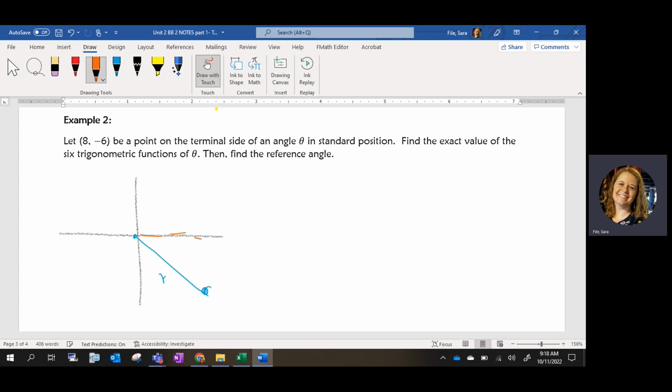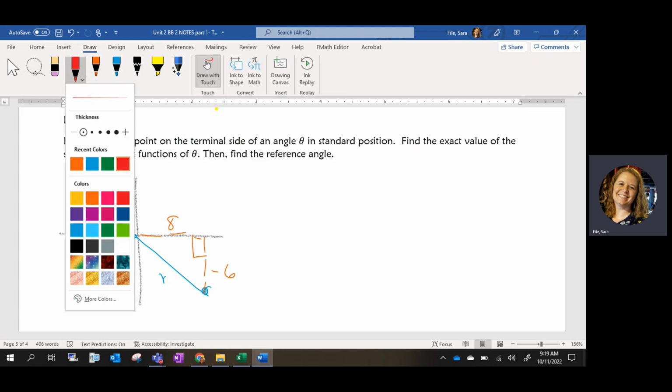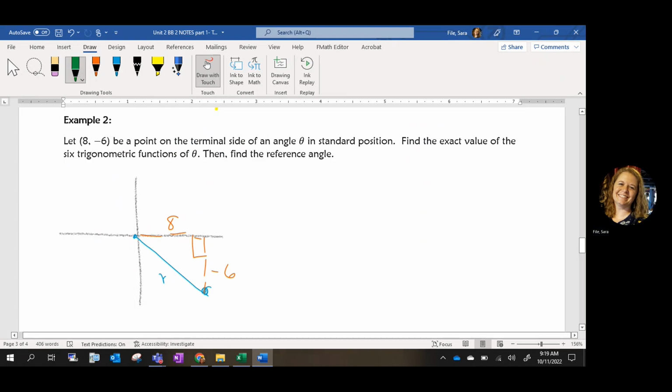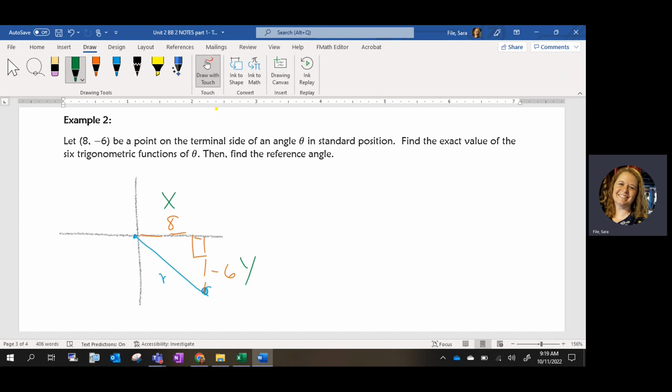So I went over and down to get there. I went over 8 and down 6. Make sure you label that as negative because you went down. I'm trying to put a right angle mark there. So I'm going to label then. We labeled R, and then that's X and Y. If you prefer to do O, A, and H, that's okay. And remember, this is the reference angle here. We can call it alpha.